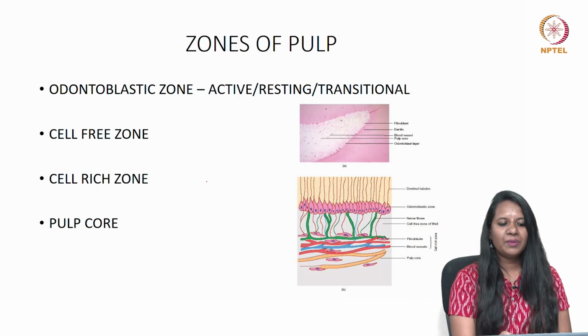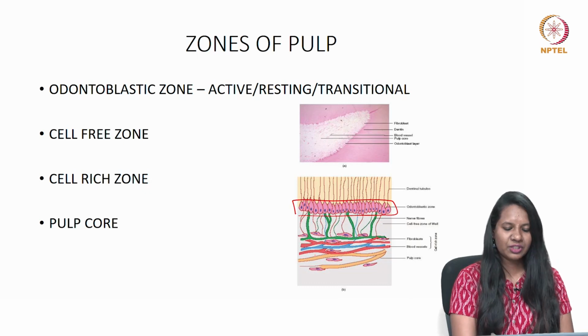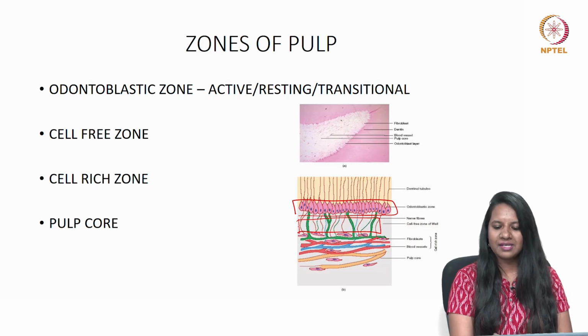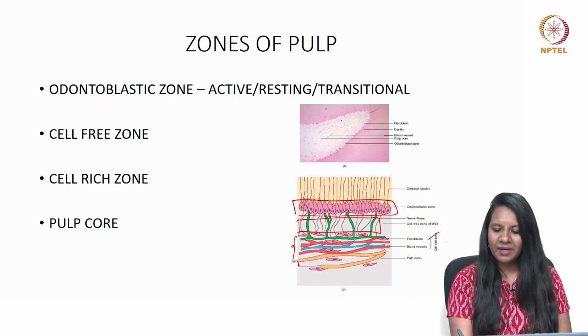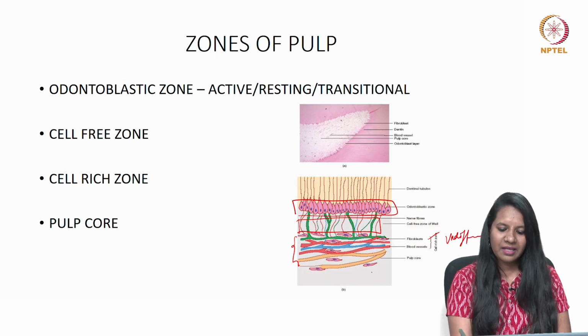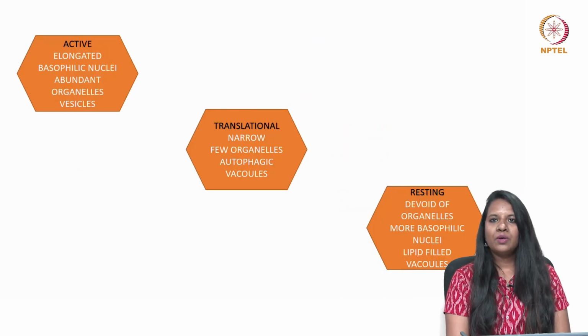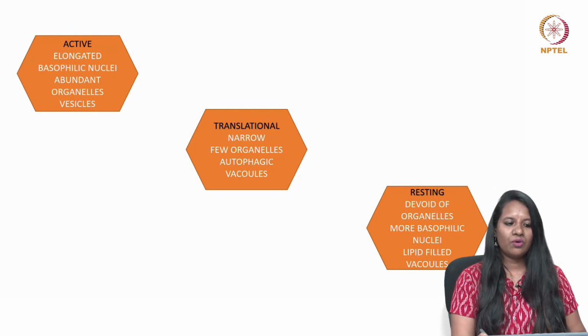The zones of pulp involve the odontoblastic zone, where the odontoblasts are arranged in a palisading fashion, and there exists a cell-free zone which is devoid of cells, and a cell-rich zone which consists of fibroblasts and undifferentiated mesenchymal cells. Then comes the pulp core. And the odontoblasts will be in different phases throughout the odontoblastic zone of pulp.